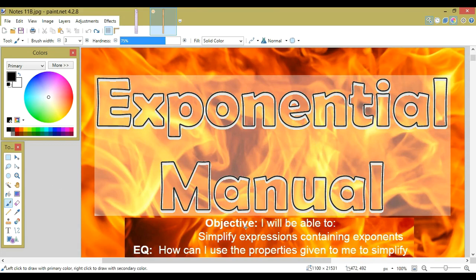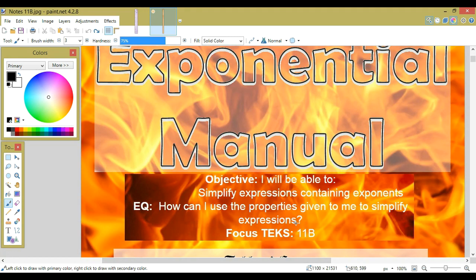Exponential Manual. Objective: I will be able to simplify expressions containing exponents. Essential question: how could I use properties given to me to simplify expressions? The focus task is 11B.